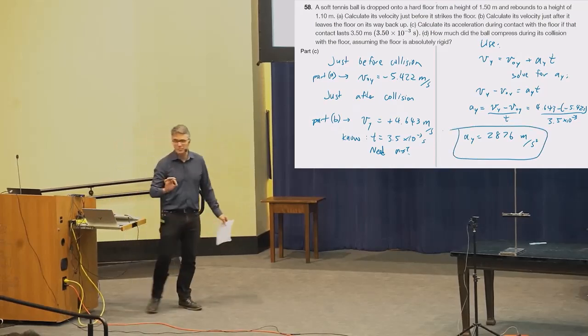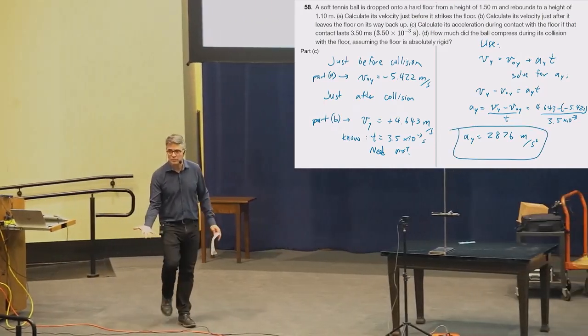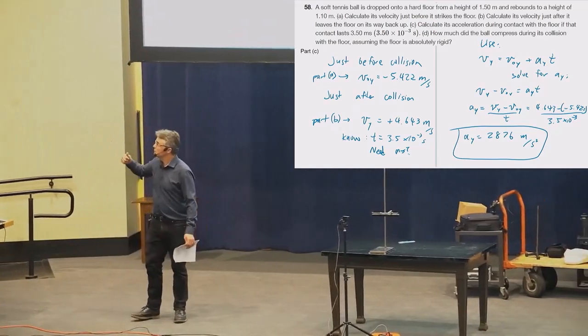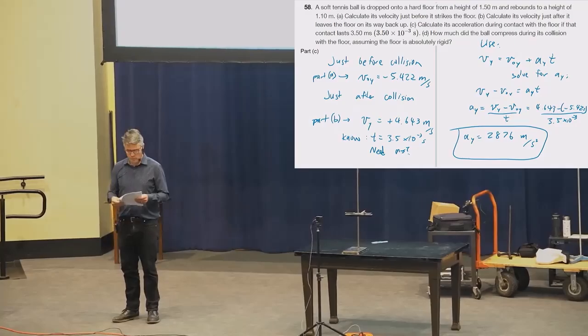So while the tennis ball is hitting the ground and there's that huge force from below, it's actually accelerating at plus almost 3,000 meters per second squared.